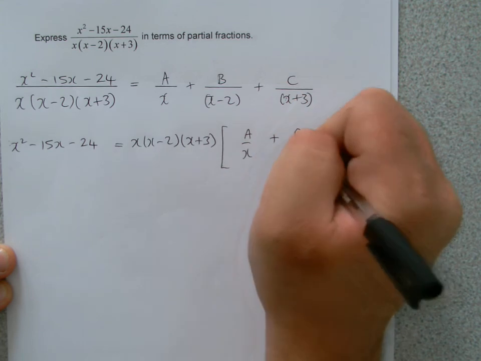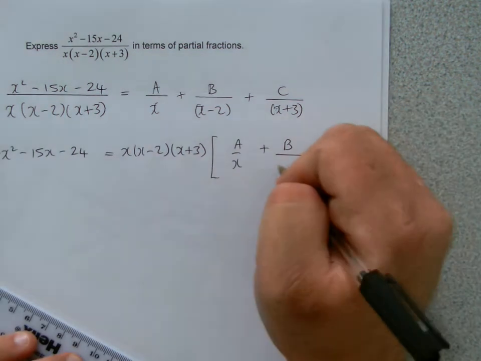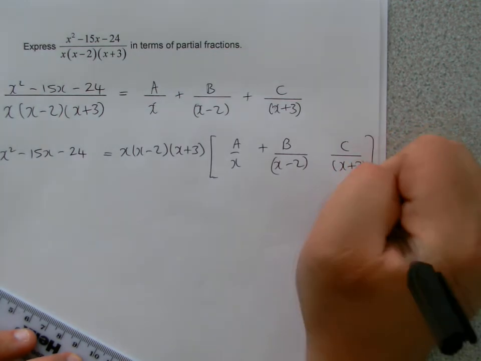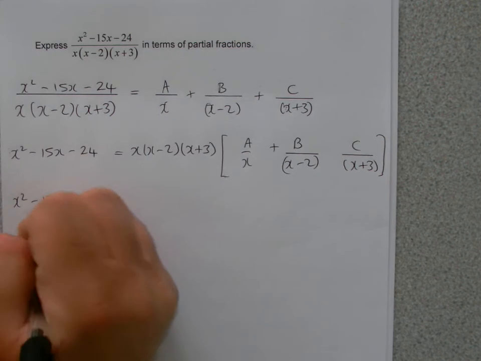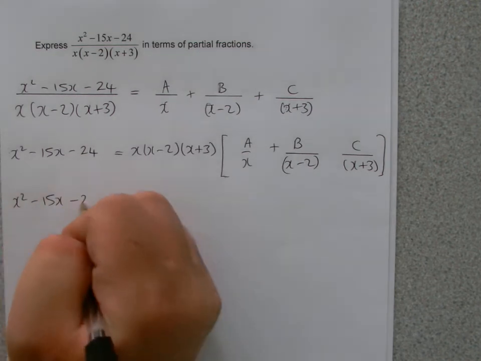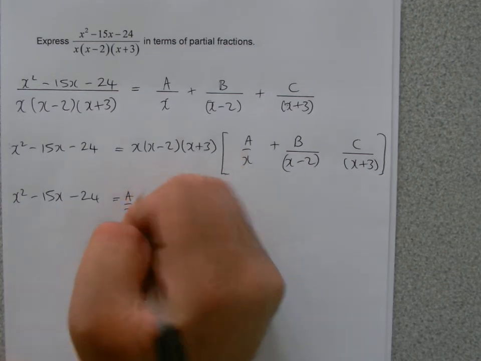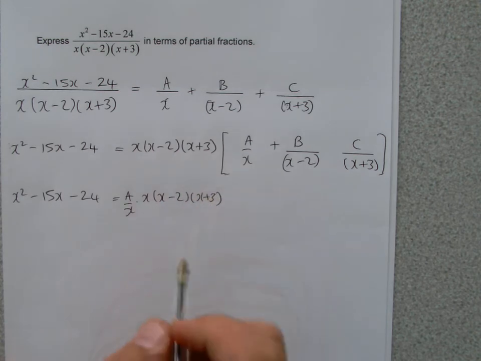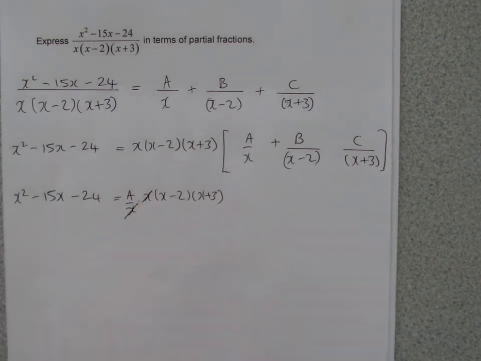So you've got x minus 2 there, and x plus 3 there. So we'll expand out, so you end up having x squared minus 15x minus 24 equals a over x multiplied by x minus 2, x plus 3. And what you might want to do then is see what cancels. Well, clearly that x will cancel with that x and nothing else, and you're left with that there.